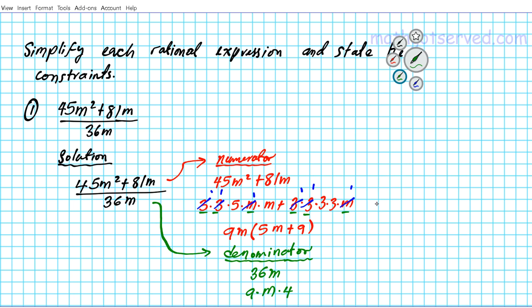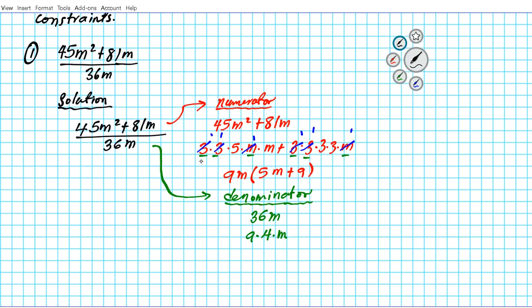Let me rewrite it in another way so it doesn't look confusing. 9 times 4 is 36 times m. You can break it down all the way if you want. Notice the first step is to break down the numerator and the denominator completely. Now, why did we do that? Well, check this out. Let's insert the factored form of the numerator and the denominator.